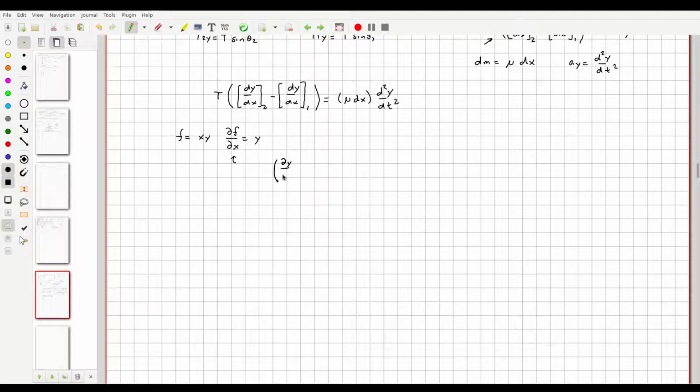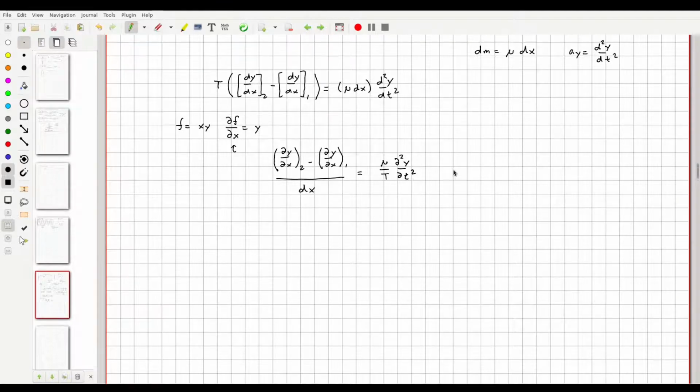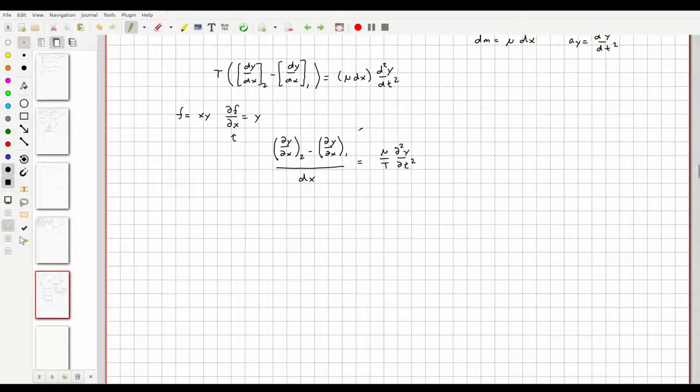dy dx 2 minus dy dx in region 1, divided by dx, is equal to mu over t, two derivatives of y with respect to time. Now let's look at this.